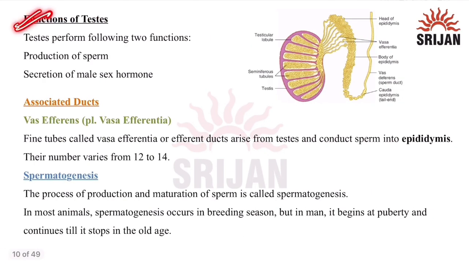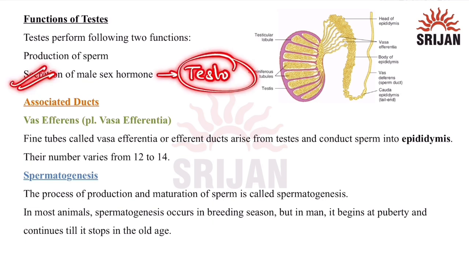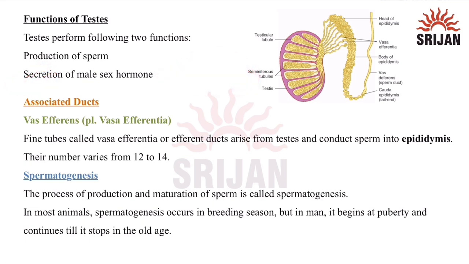Now, what are the functions of the testis? This is our testis, and its function is the production of sperm and secretion of the male sex hormone, testosterone. As you can see, these are the highly coiled or tightly coiled seminiferous tubules. This is a complete testis, and these are the testicular lobules.